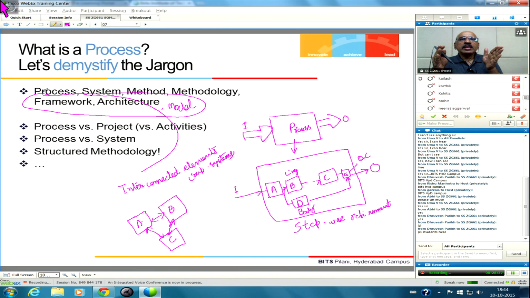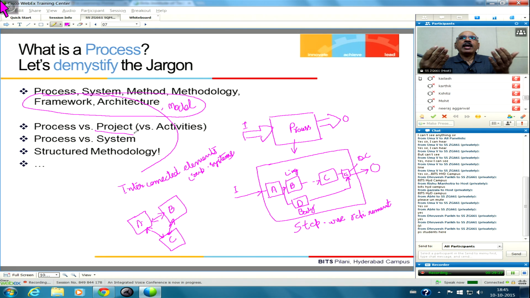What is a process? A process is a structured sequence of activities which we perform to deliver results, translating inputs into outputs. Okay. Now there's another word we come across, which is project. A project is actually an action, doing things. A project is also a sequence of activities, but here we focus more on a one-time activity. For example, a project to build a dam is one kind of activity.